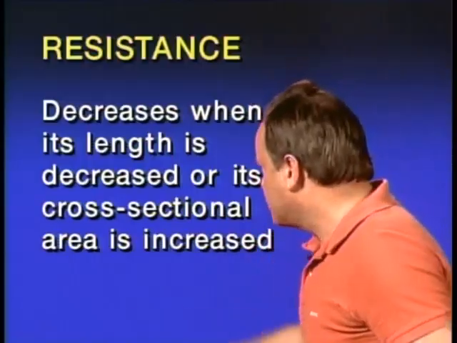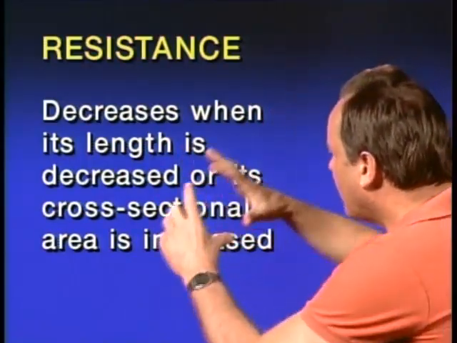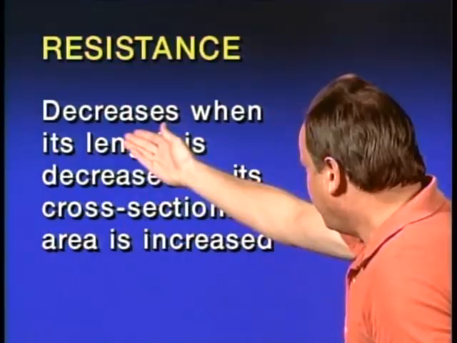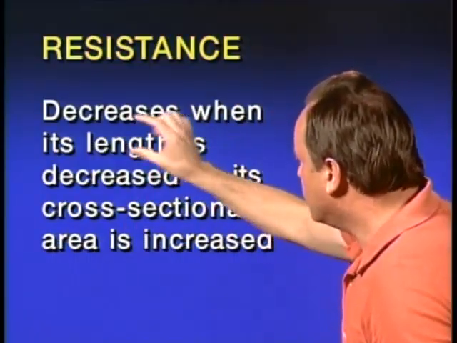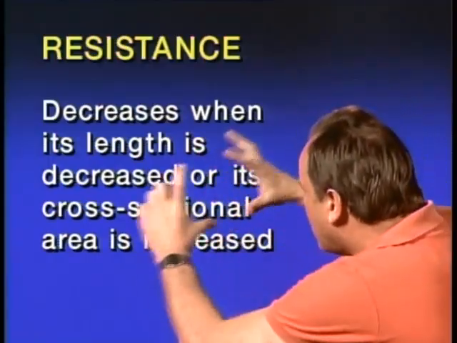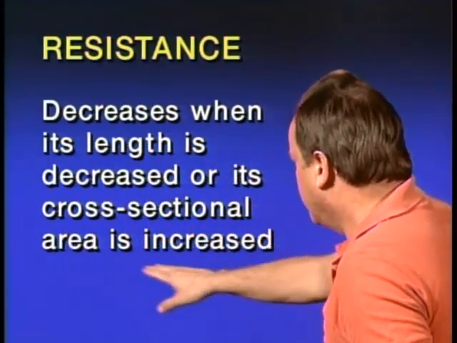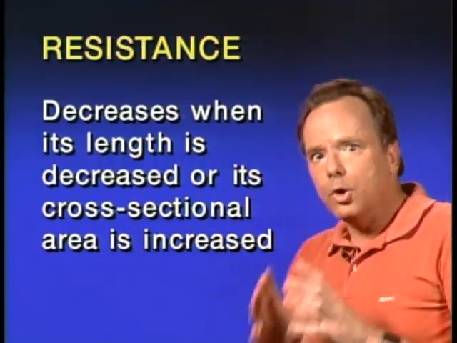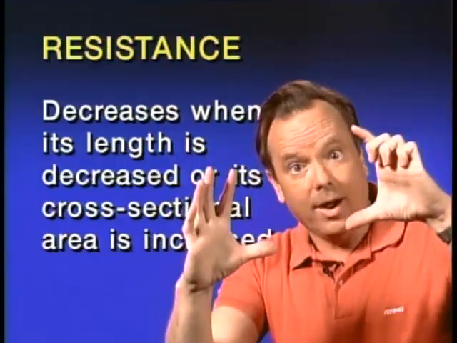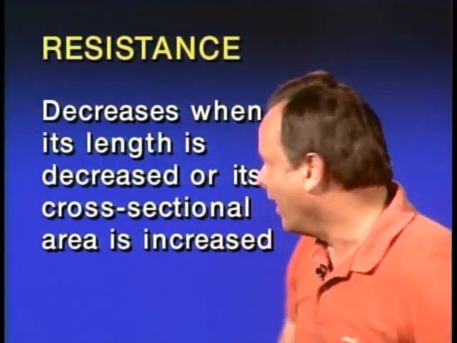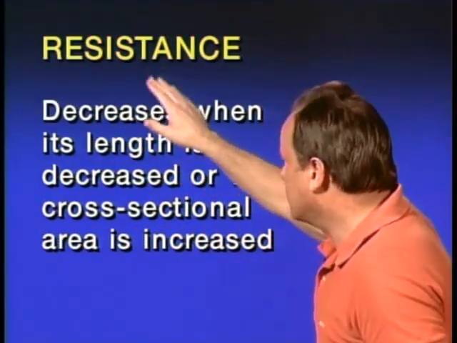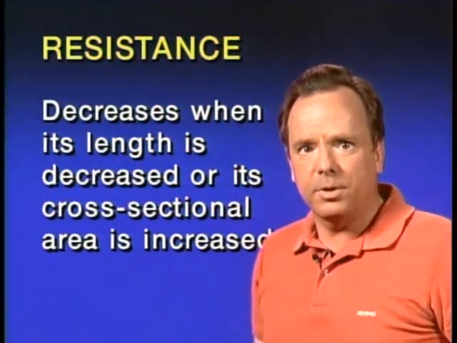What determines the amount of resistance is the length and the cross-sectional area of the wire. Now, if you decrease the length of the wire, you decrease the resistance. But if you make that wire bigger, give it a bigger cross-sectional area, you also decrease the resistance. So what makes low resistance in a wire is using a big wire, that makes sense, and a short wire. Those two things decrease the resistance in any kind of conductor, particularly a wire.